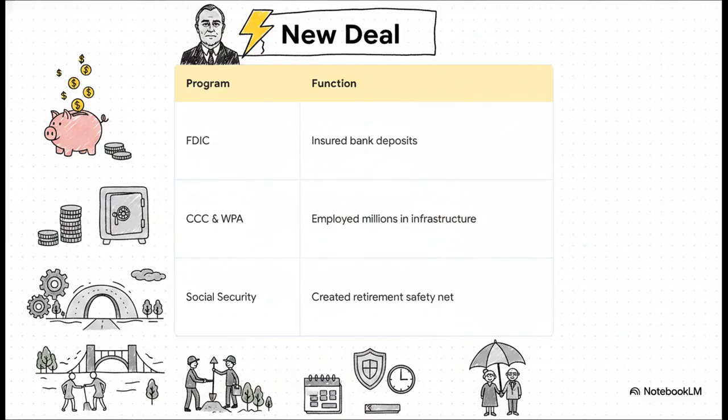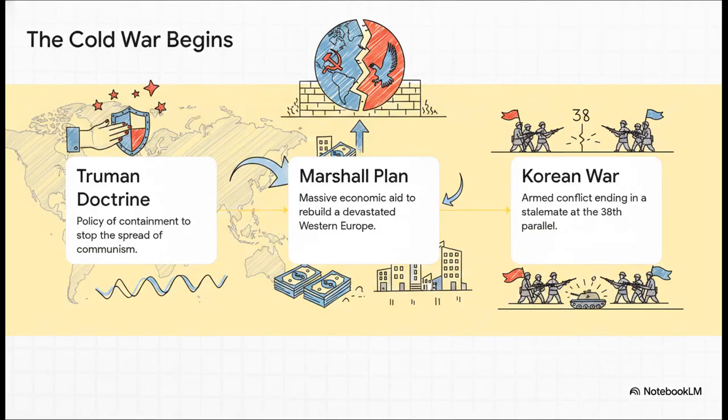For the first time, it took direct responsibility for its citizens' economic security. The FDIC was created to ensure bank deposits, restoring trust so people wouldn't lose their life savings if a bank went under. Alphabet agencies like the CCC and WPA put literally millions of Americans to work building our national infrastructure. And perhaps the biggest one, the Social Security Act of 1935 created a permanent safety net for retirement and unemployment benefits.